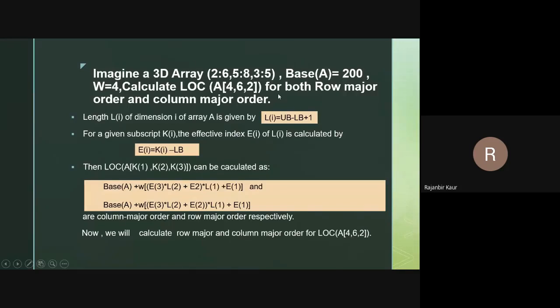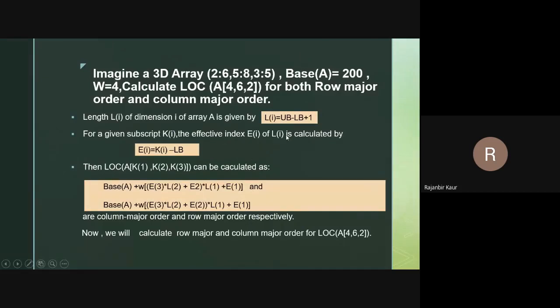For the row major order and column major order, we have some steps here. First of all, we have to calculate the dimensions of the array, which are given by this formula: L of I is equal to U, upper bound, minus lower bound, plus 1. Here I refers to the dimension. For example, here we have a 3D array, therefore it must have three dimensions. Therefore we will calculate L1, L2 and L3 in this case.